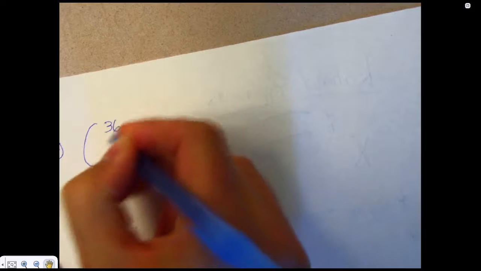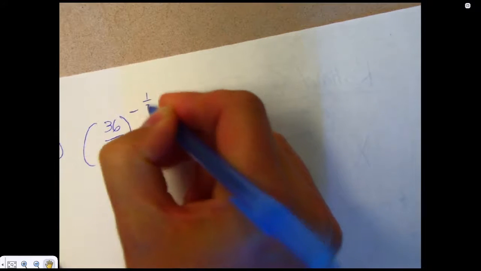Now let's say 36 over 49 to the negative 1/2.